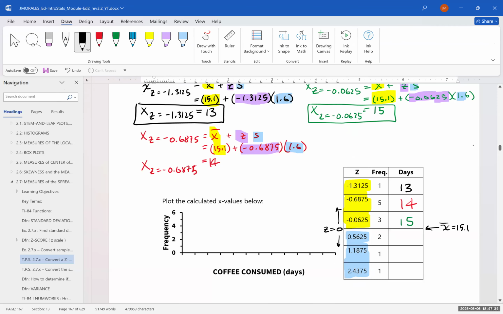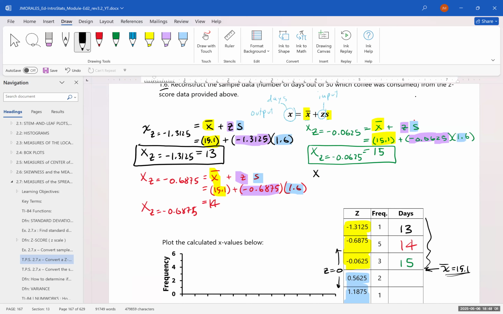All right, so that makes sense, right? Because if this line right here is 15.1, 15 is less than 15.1, so we would expect that to be here, right? Because that's where we have negative z-scores. So this next value should be greater than 15.1. All right, so let's do that one.